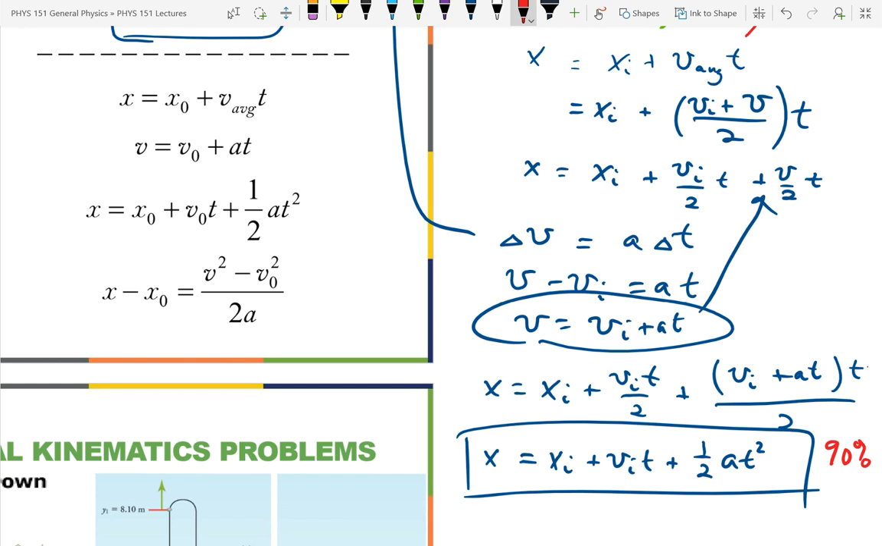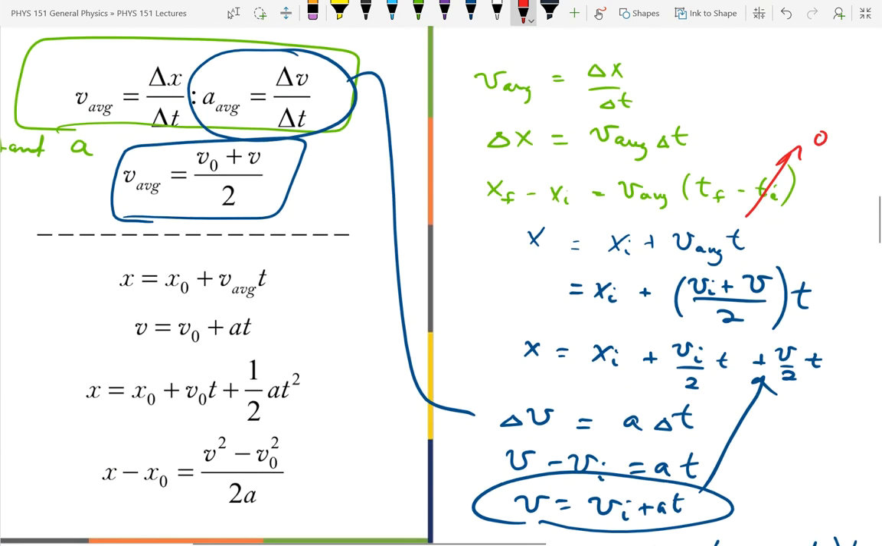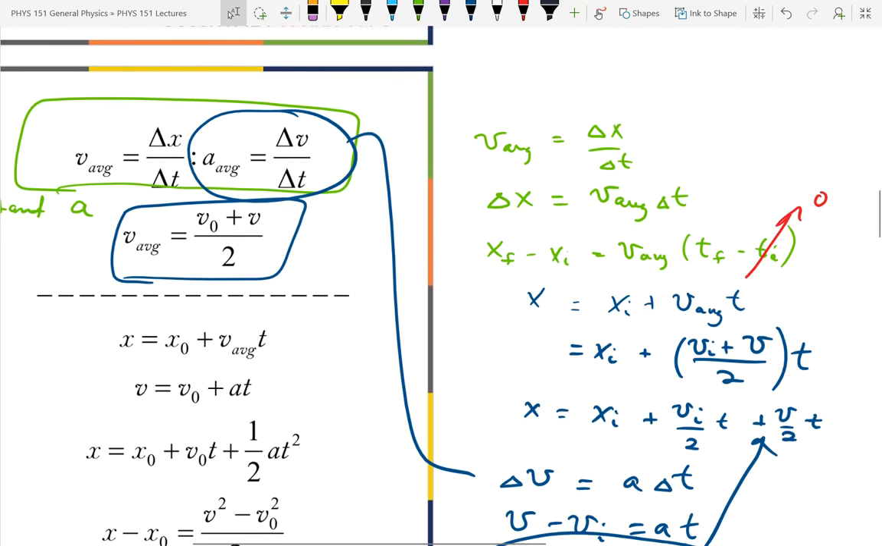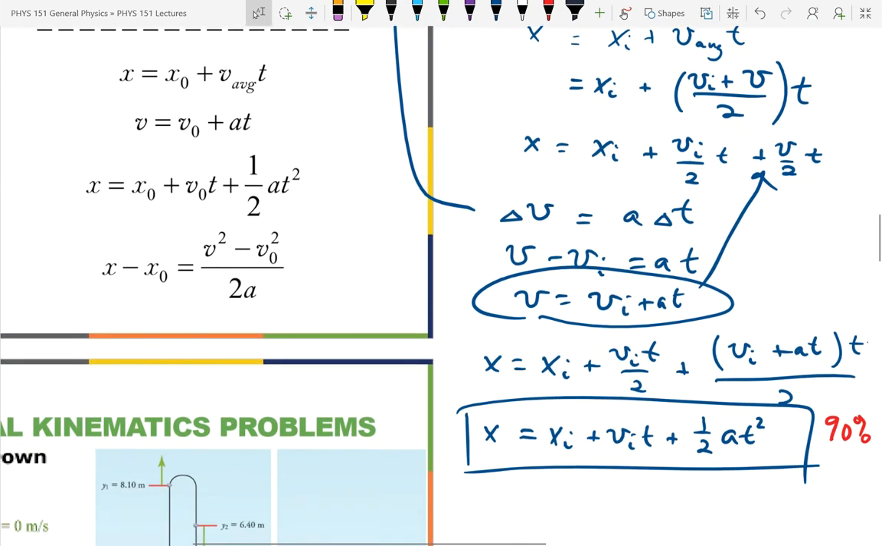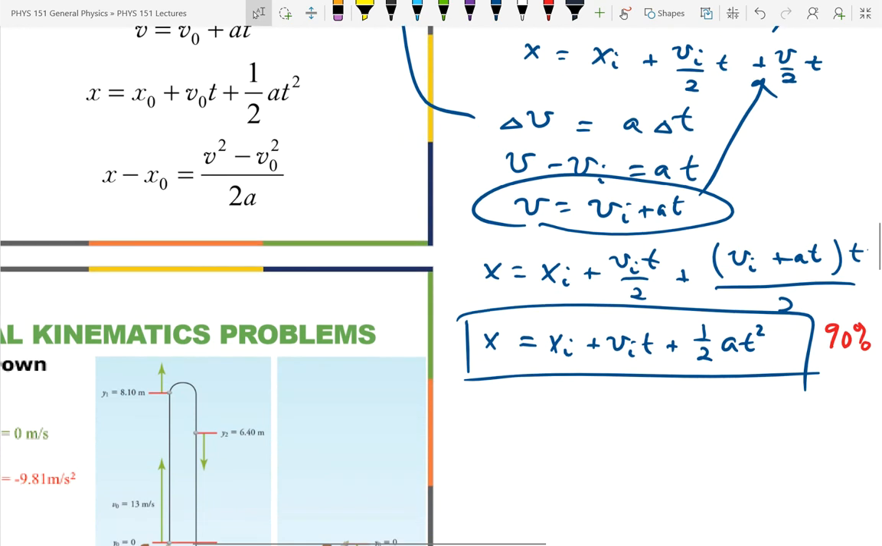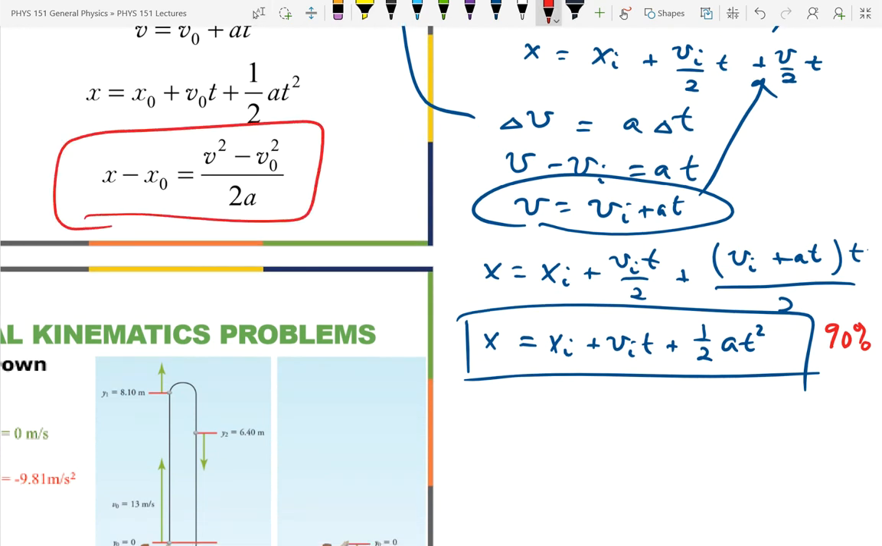And so to eliminate time, we simply come back and look for a kinematic equation that has time that we can solve and substitute out. And without going through the work of it, this is the equation you get if you eliminate time. The x minus x zero, that's the distance traveled, is equal to v squared minus v initial squared, the difference in the final speed squared and the initial speed squared, divided by 2 times the acceleration.